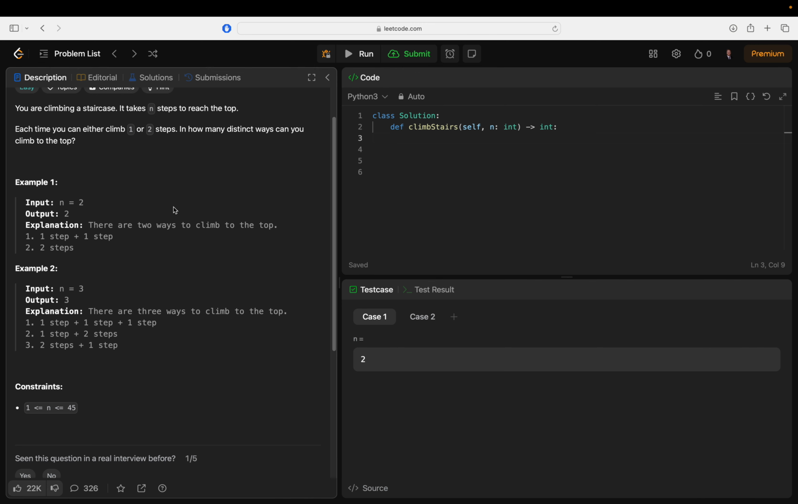So, to be clear, we figured out the pattern. So n equals 1 is 1, n equals 2 is 2, 3, 5, 8, 13, 21, and so on.